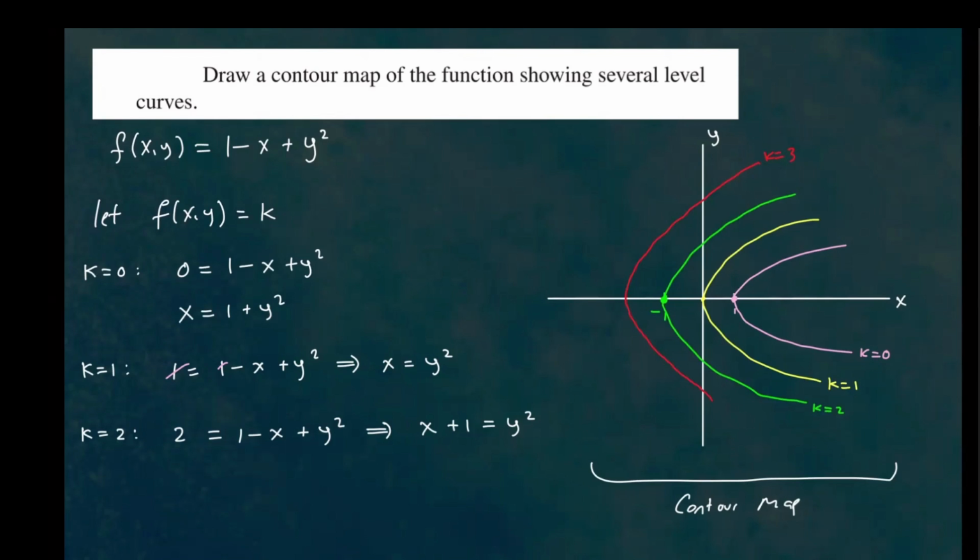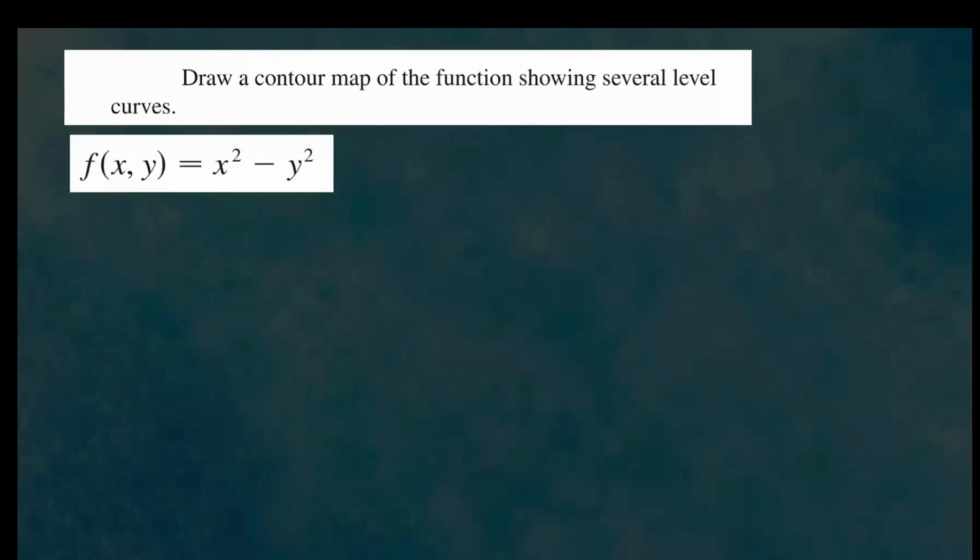Let's take a look at another example. For this problem, we're going to be sketching the contour map for this function. Again, this is a surface in 3 dimensions, so the level curves are going to be in 2 dimensions by letting this z be some constant k. So again, I will start off by letting my function f of x comma y be some constant k, and I choose some values for k.